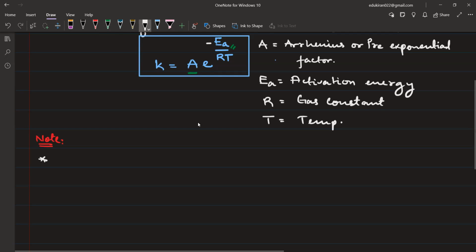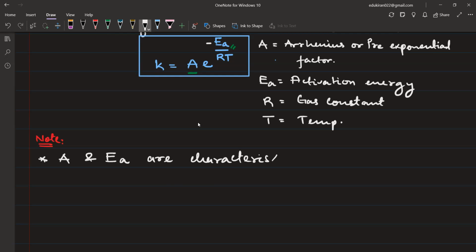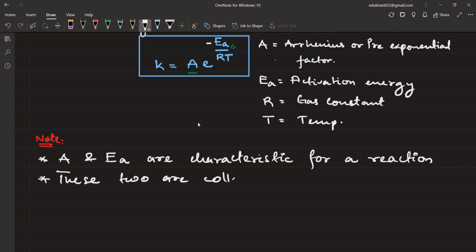So you'll write the first point: A and Ea are characteristic of a reaction. These two are collectively known as Arrhenius parameters.